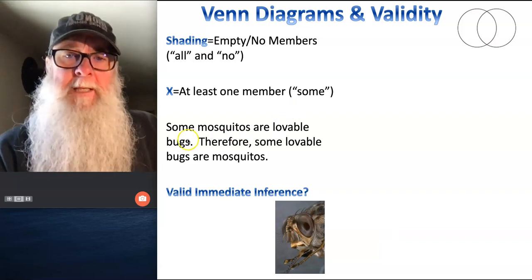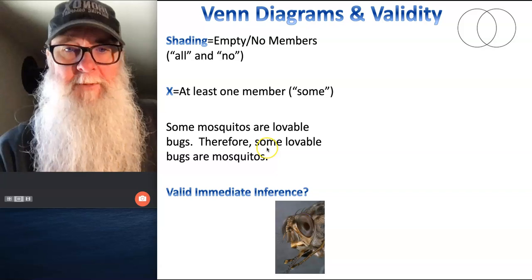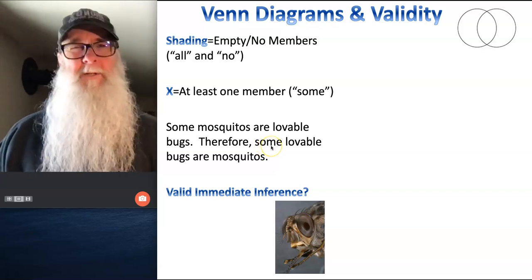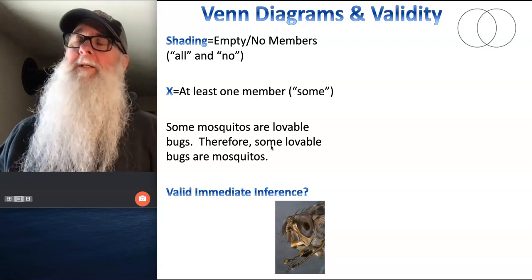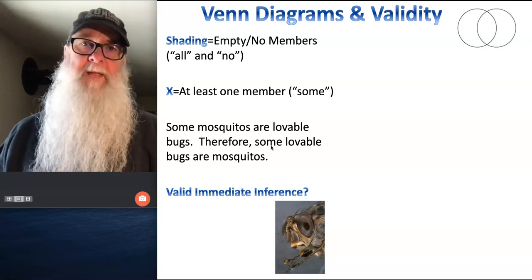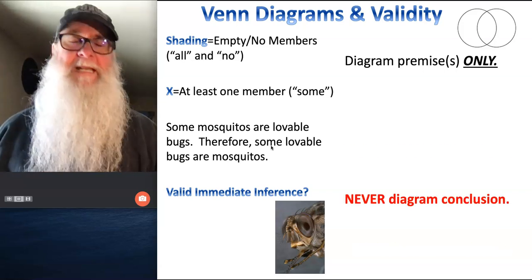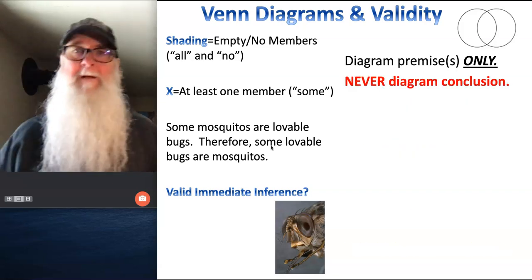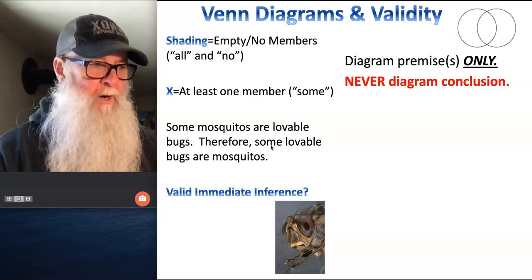So here's your argument. Some mosquitoes are lovable bugs, therefore some lovable bugs are mosquitoes. Okay? What we want to know is, does that conclusion statement have to be true when we assume the premise is true? And the way that we're going to answer that question is by creating a Venn diagram. And we're going to mark the premise of the argument only. We never, ever, ever, ever mark the conclusion. Okay? So we mark the premise and we put our pen down and our work is done.